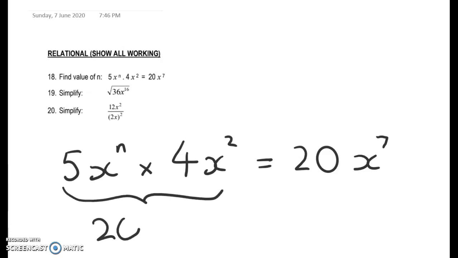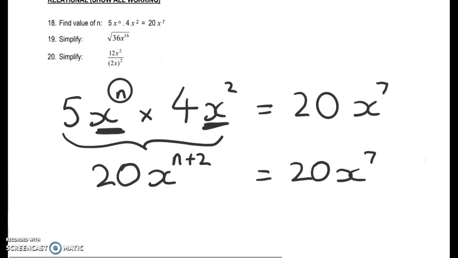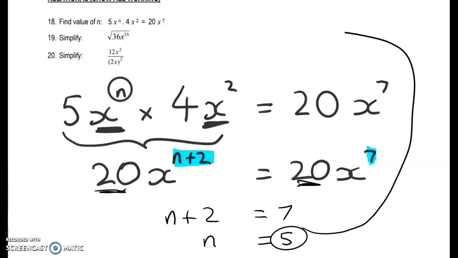Well, we've got 5 times 4 is 20, and then we've got x to the power of some number n, and then we've got x squared. When we've got the same base, we can just add the powers. So we can see that the n plus 2 here has to equal 7, because the 20s are matching up, so that's all good. So n plus 2 is 7, n has to be 5. And we can put that back in and just check that it all works out, and it does.